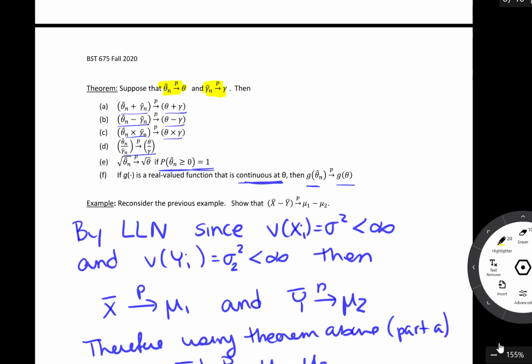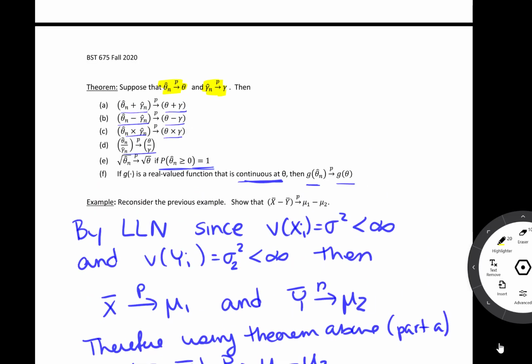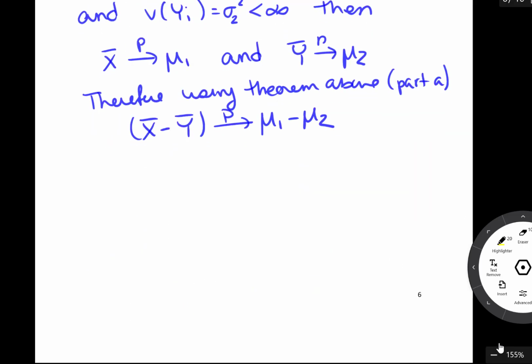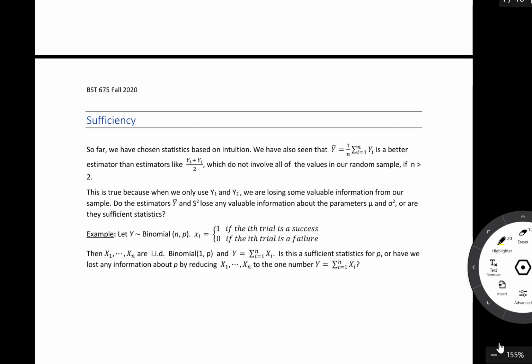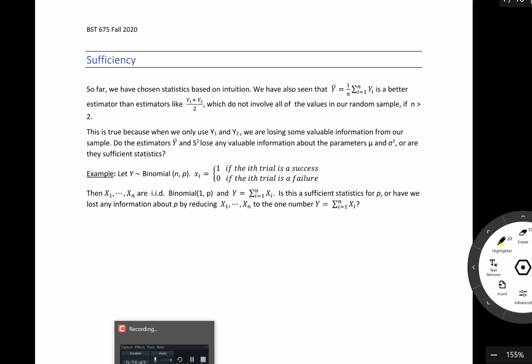So this theorem is really handy when it comes to showing that something converges in probability, especially when it's a function of multiple random variables. All right, the last thing we're going to talk about is sufficiency.